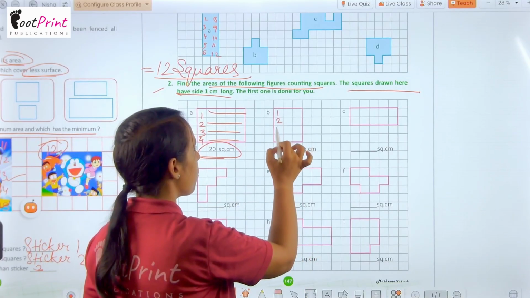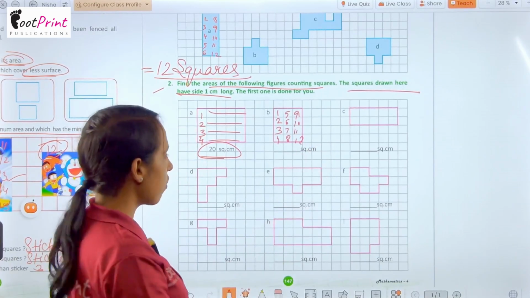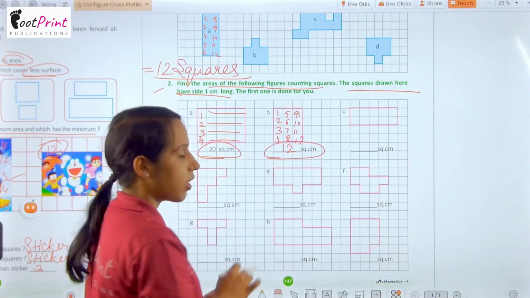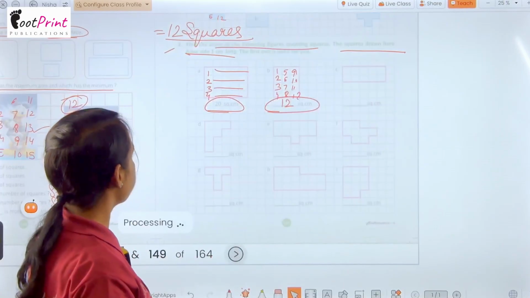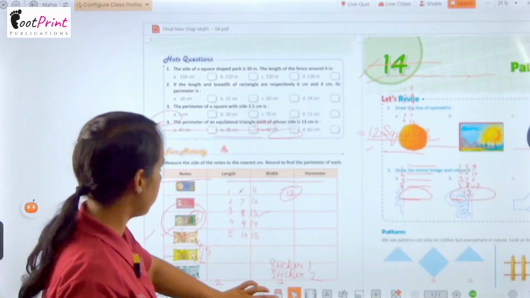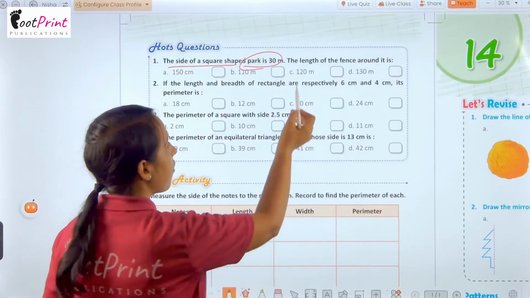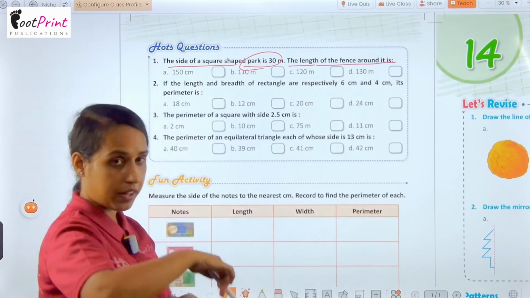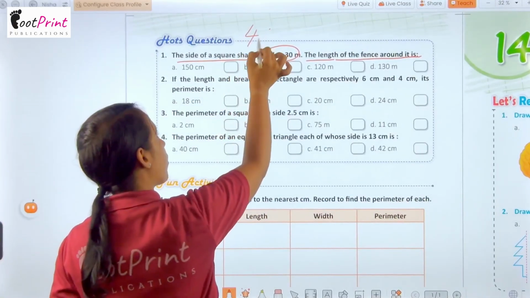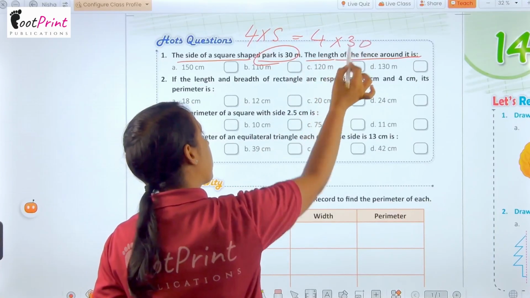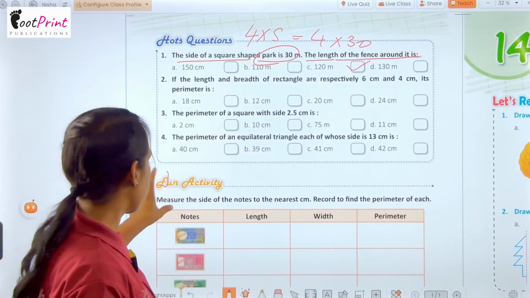Okay, now here 1, 2, 3, 4, 5, 6, 7, 8, 9, 10, 11, 12. We have 12 squares. So the area will become 12 square centimeter. Okay, in the same way you have to count here and do this question by yourself. Now we have the next question: side of the square shaped park is 30 meter and we have to find out the length of fence around it. Fencing has to be done, it means we have to find out the perimeter. So perimeter of a square is 4 into side, and here we get 4 into 30, which equals 120 meter. Okay, just like that you will do this question as per your learning.